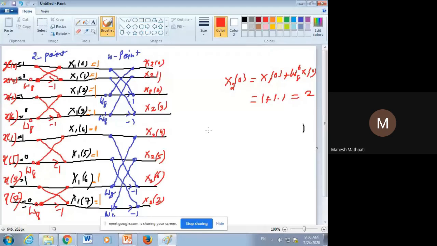Similarly, calculate for x2 of 1. x2 of 1 is equal to, who will tell me what will be the value of x2 of 1? 0. How come 0, madam? Please check it once. It's 2. Okay.